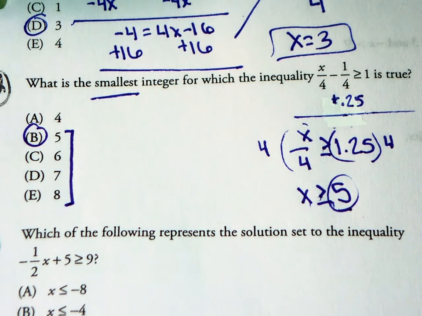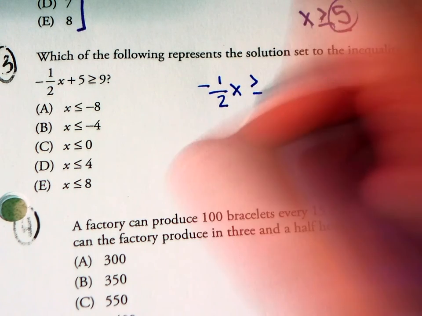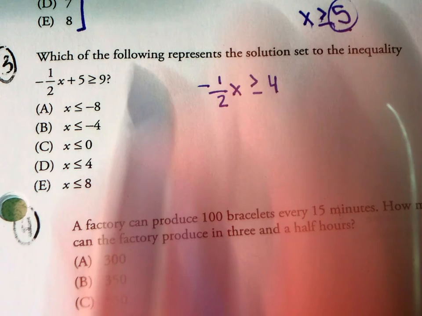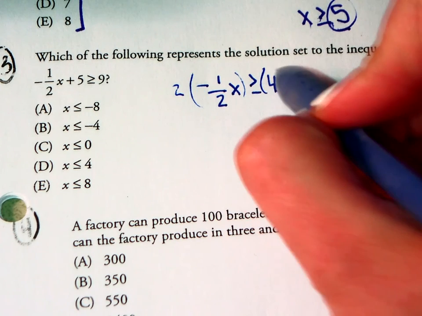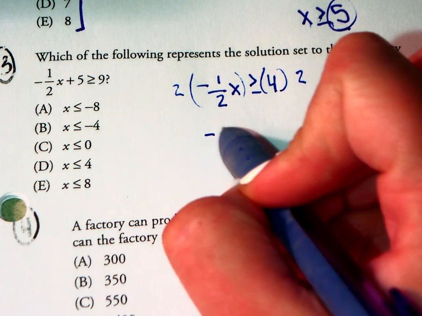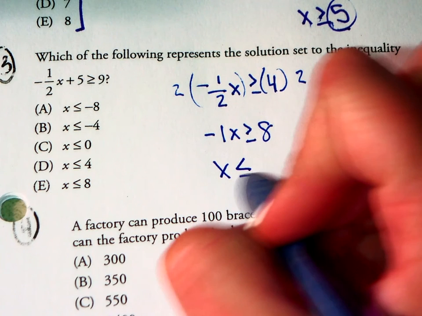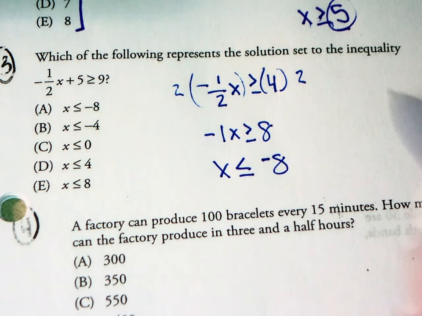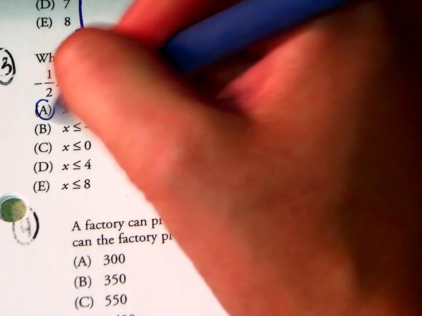All right, on the next problem, which of the following represents the solution to that inequality? The first thing I'm going to do is subtract 5. So as I rewrite this, I'm going to get -1/2 x ≥ 4, because what I started to do was just subtracting 5. Then I'm going to multiply both sides by 2. So I get -1x ≥ 8. Then I'm going to divide by -1, and when I do that, make sure that you are flipping the inequality, making x ≤ -8, which is option A.